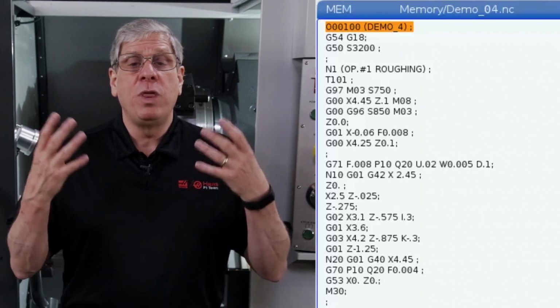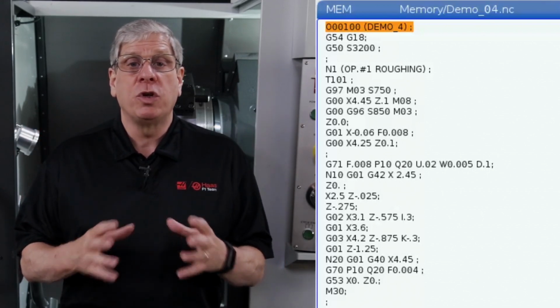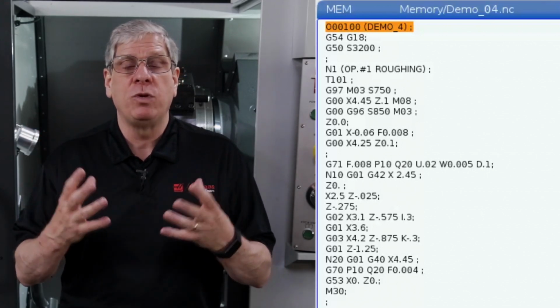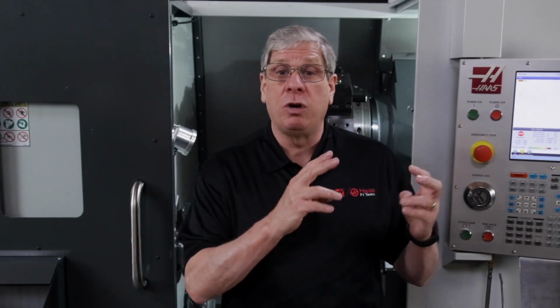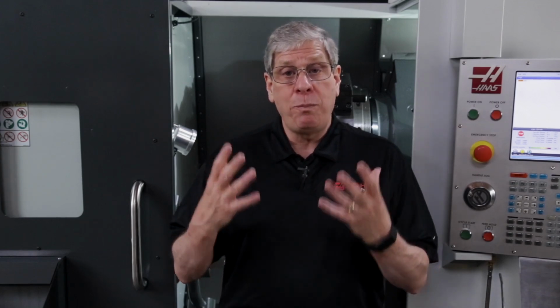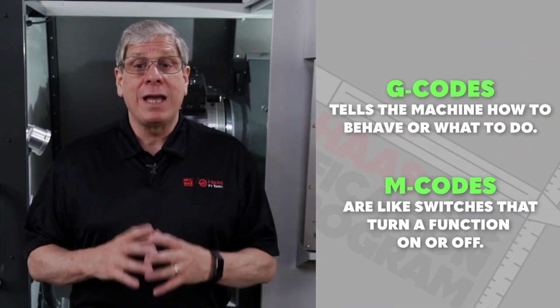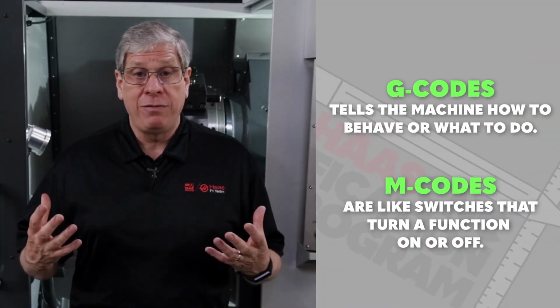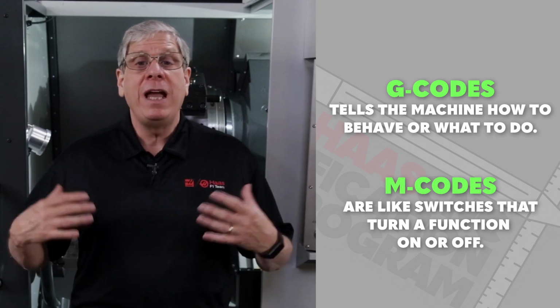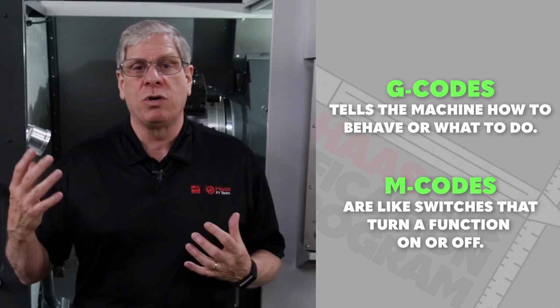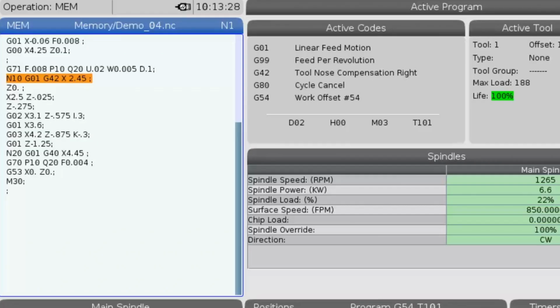We'll look at a few of the most common G-codes so you can get an idea of how this language works. Now, although you will always hear a machinist refer to this language as G-code, there are actually 2 basic types of function codes that are used when programming. There are G-codes and M-codes. G-codes tell the machine how to behave or what to do, and the M-codes are more like switches that turn a function on or off.